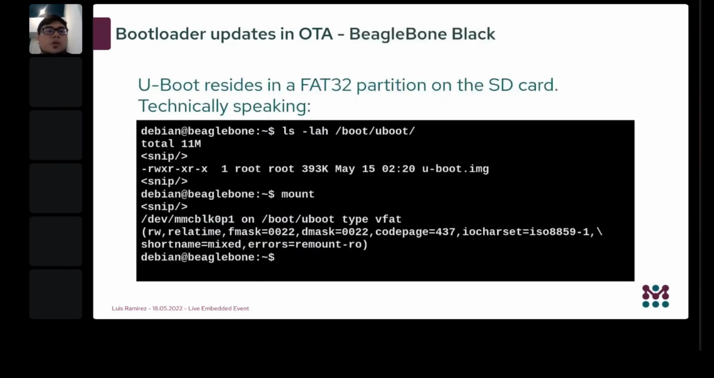So I would like to share a couple of examples. In this case, we are checking a BeagleBone Black. In this case, U-boot resides in a FAT32 partition on the SD card. And in the end, it has a file called SPL that basically represents the SPL, and another file called U-boot where the real bootloader is located.